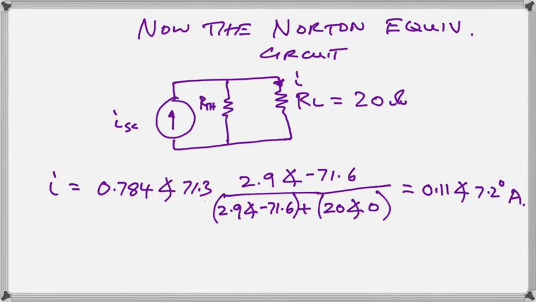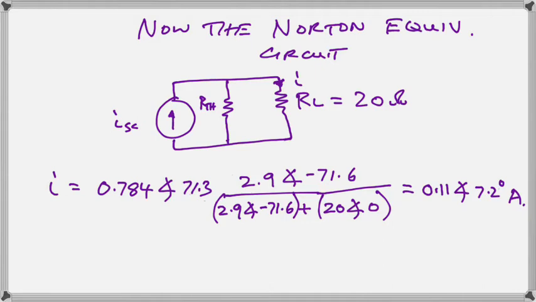Finally, we can draw our Norton equivalent circuit with the ISC and the ZTH. Don't mind I wrote RTH there. I'm thinking in terms of just the resistor one. So when it is done with AC, it would be ZTH.